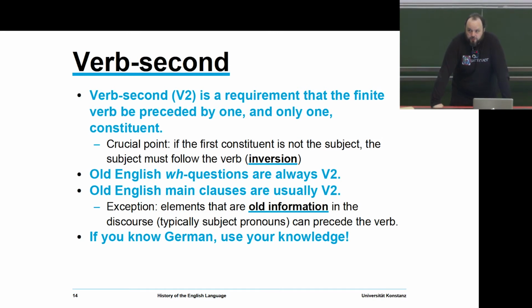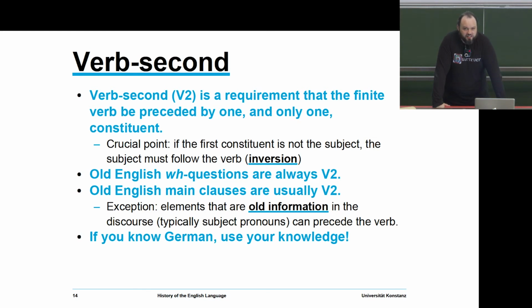Okay, so verb second, which I've been banging on about, is simply a requirement that verbs be preceded by one and only one constituent. The crucial point is that when the first constituent is the subject, then you have an SVO word order, or SV whatever. If the first constituent is not the subject, then you have to put the subject after the finite verb. So you get subject-verb inversion, as it's called.